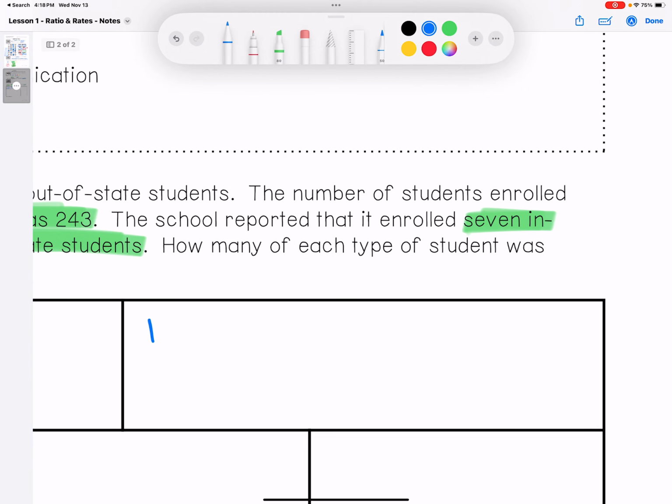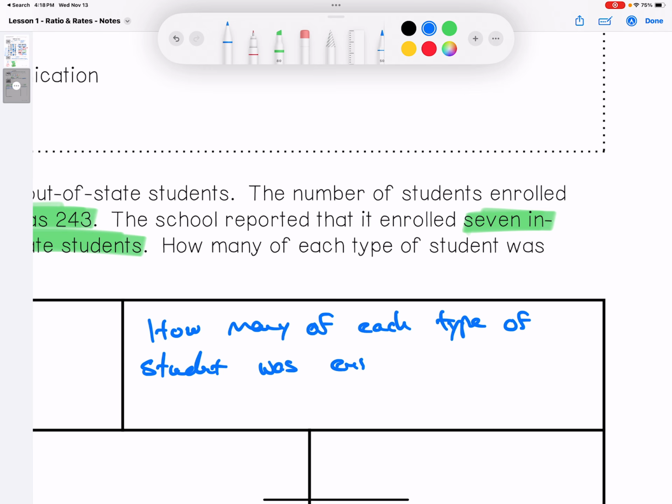What do we need to know? We need to know how many of each type of student was enrolled in the freshman class. So we need to know the total amount of in-state and the total amount of out-of-state. Okay?